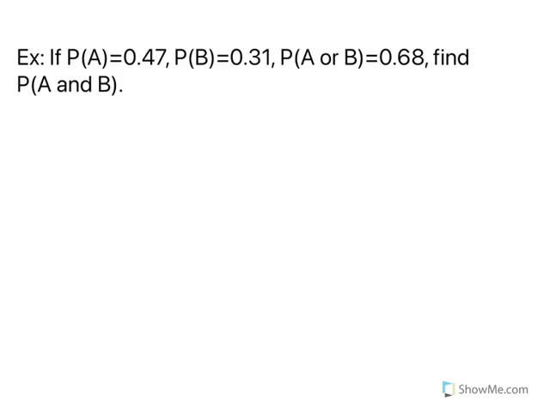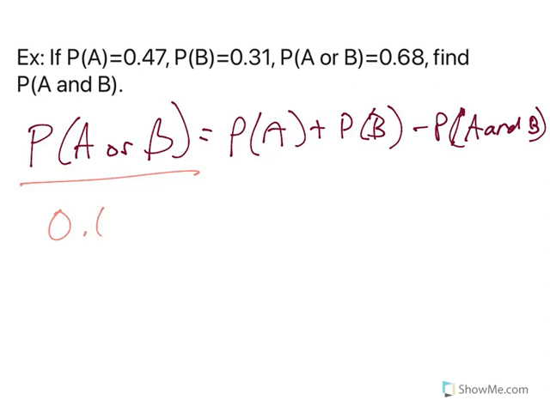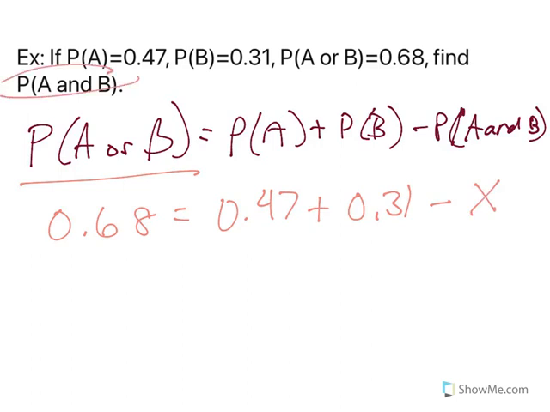Let's just do one more here. The probability of A is 0.47, the probability of B is 0.31, and the probability of A or B is 0.68. Let's find the probability of A and B. Again, the probability of A or B equals the probability of A plus the probability of B minus the probability of A and B. The more you write this out, the more it becomes second nature and you're always going to remember. Let's plug in what we know. A or B is 0.68. The probability of A plus the probability of B minus the probability of A and B, which is what we don't know. Again, we're solving an equation.